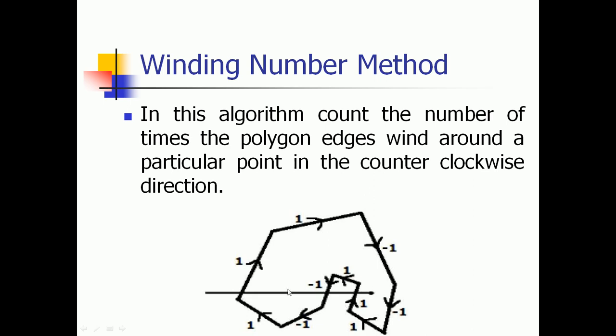So if you add this, that is 2 minus 1, you are getting 1, which is a non-zero value. When the sum of these direction numbers comes to non-zero, then we can say that the point is inside the polygon. Otherwise, if it comes to 0, then we can say that it is outside the polygon. In this figure, we can sum up the direction values through which the scan line is passing. The total is 1 minus 1 plus 1, that is 1, which is non-zero. So the point is inside the polygon. So this is another method for checking whether the point is inside or outside.